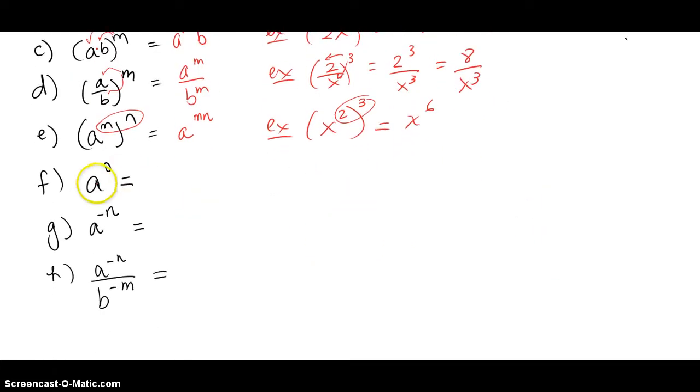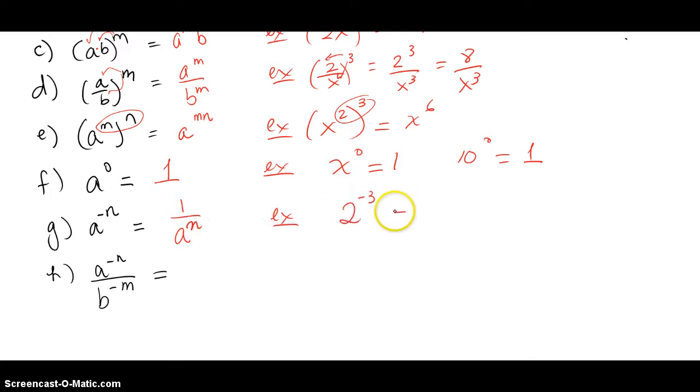If I have any non-zero base raised to the 0, the answer is always 1, remember. So if I have something like x to the 0, I get 1. Or if I have 10 to the 0, I get 1. If I have a negative exponent, that implies reciprocals, so that actually turns into 1 over a to the positive n. For example, if I'm looking at 2 to the negative 3, that's really 1 over 2 cubed, which is 1 over 8. So negative exponents create reciprocals and move them either to the bottom or the top accordingly.